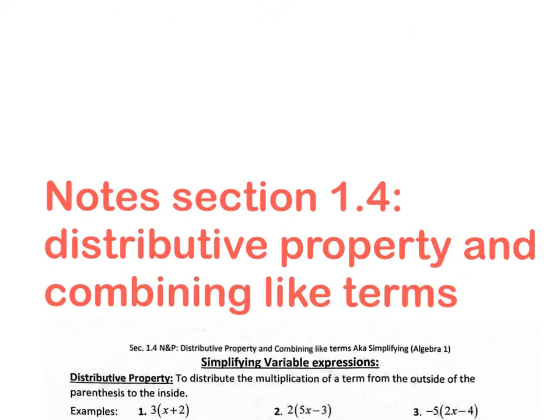All right, guys, so right here we are going to cover distributive property and combining like terms, and this is section 1.4 of our class, 1.4. So this is the final section that's going to be on the test Friday. So let's talk about distributive property first. In order to really understand distributive property, it would be a good idea to understand what distribution means in general.